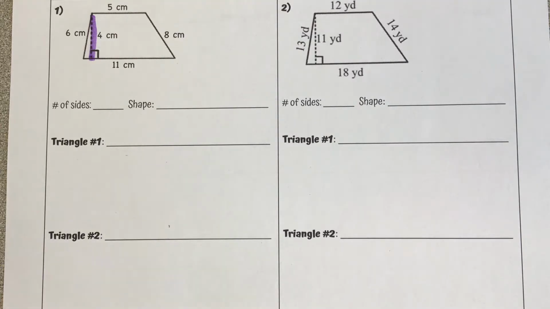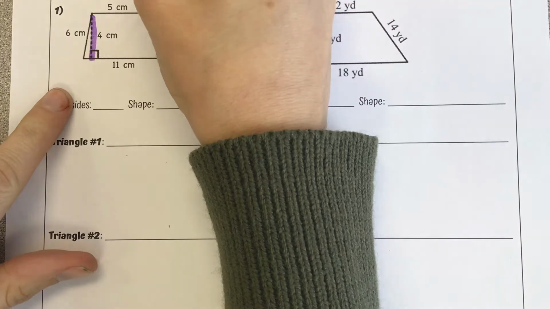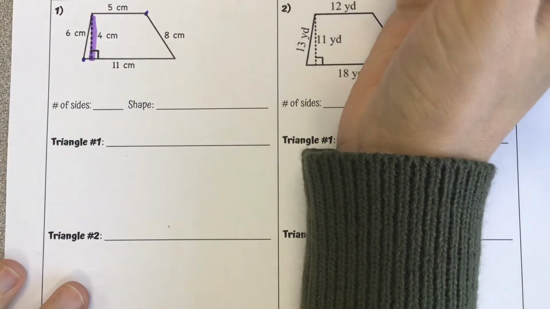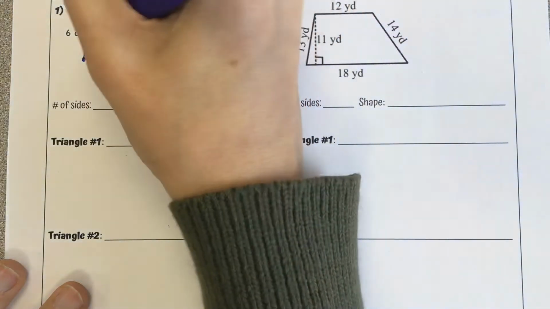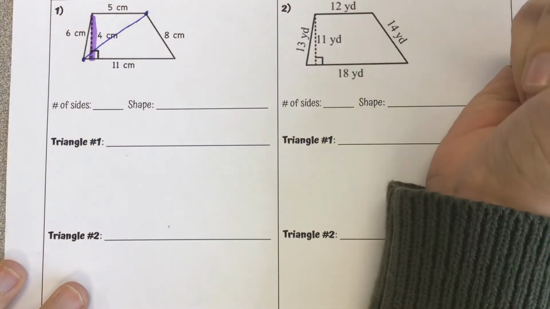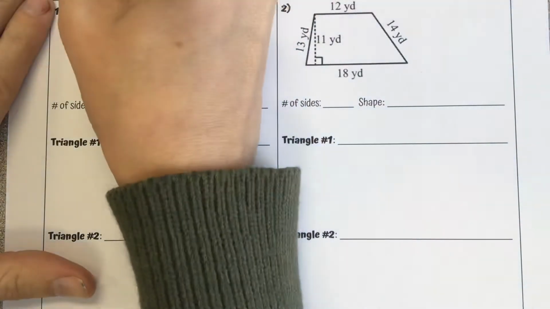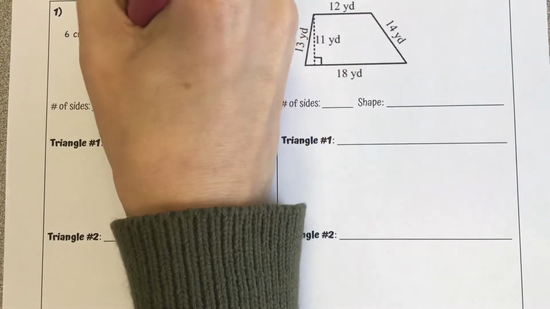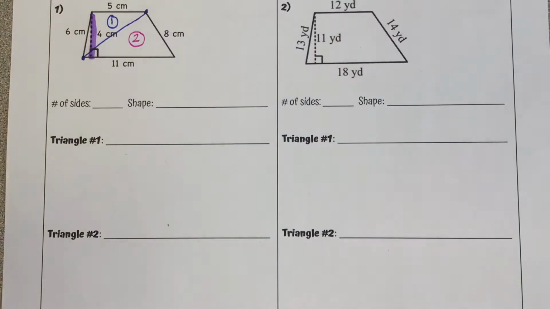And then I'm going to divide up this shape. So I'm going to pick one corner versus the other. It doesn't matter which ones you choose. I'm going to do it the same way each time. And I'm going to just draw a little line through the two. Now we have triangle number 1 here and triangle number 2 here.